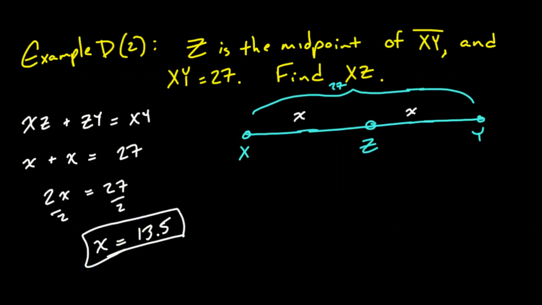That's not what the problem asked, though. It didn't ask to find x, so we've got to plug that back in. That just tells me XZ was x, right? Man, that's really confusing. I hope that's not messing you guys up. When I say x, I'm really talking about the distance of XZ. So the distance of XZ is 13.5.